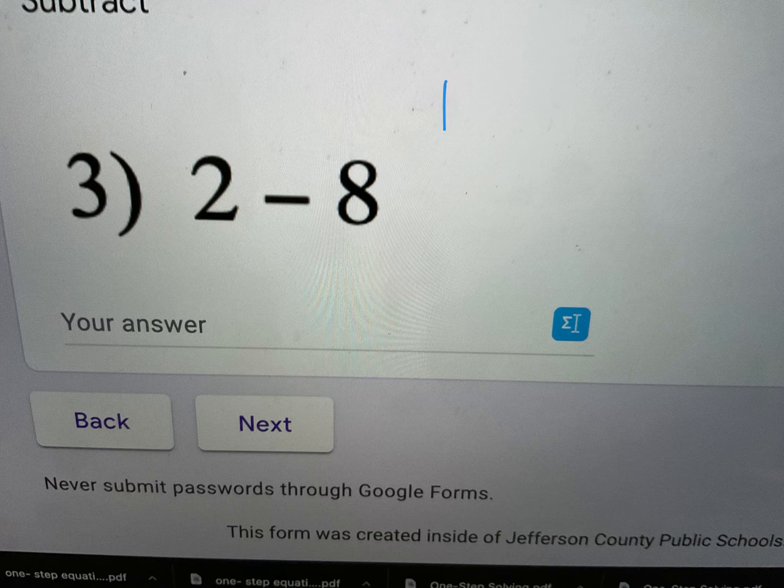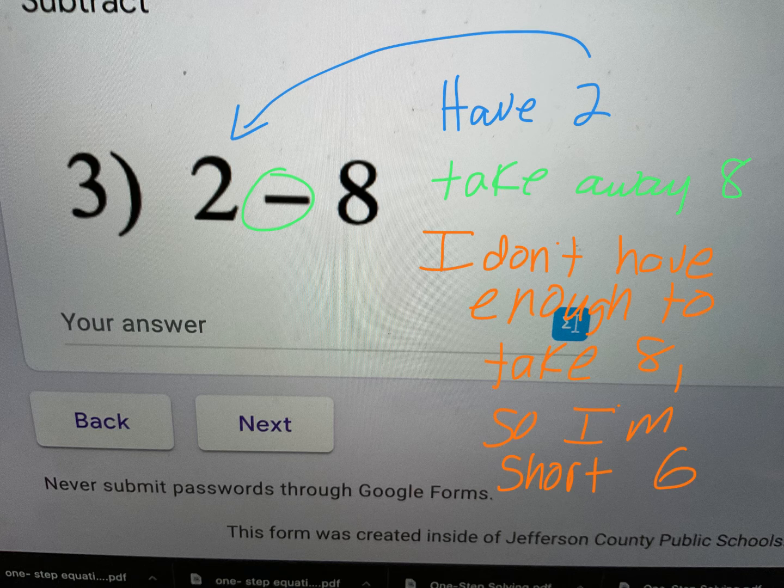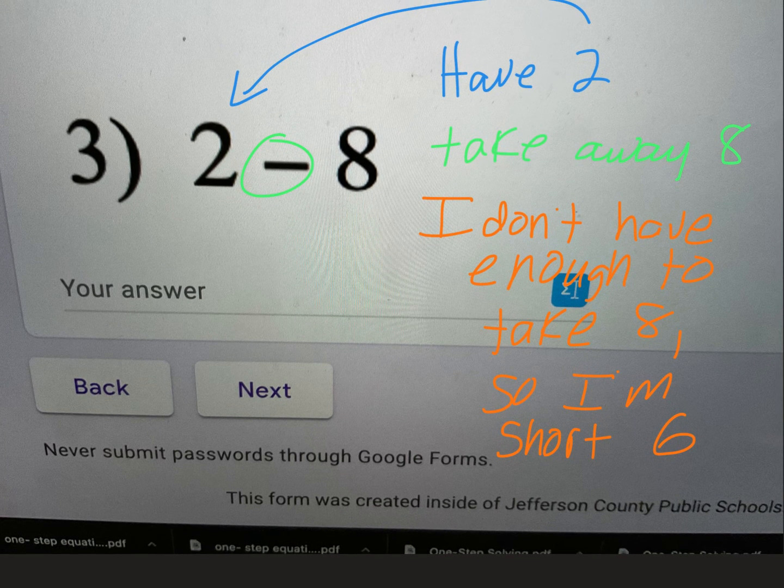Last but not least, I have 2, right? But I'm going to take away 8. So the way I need to think about that is, since I don't have enough to take away 8, I'm actually going to end up 6 short, right? Because I only have 2, but if I take away 8, that means I'm going to end up with a -6 for my final answer.